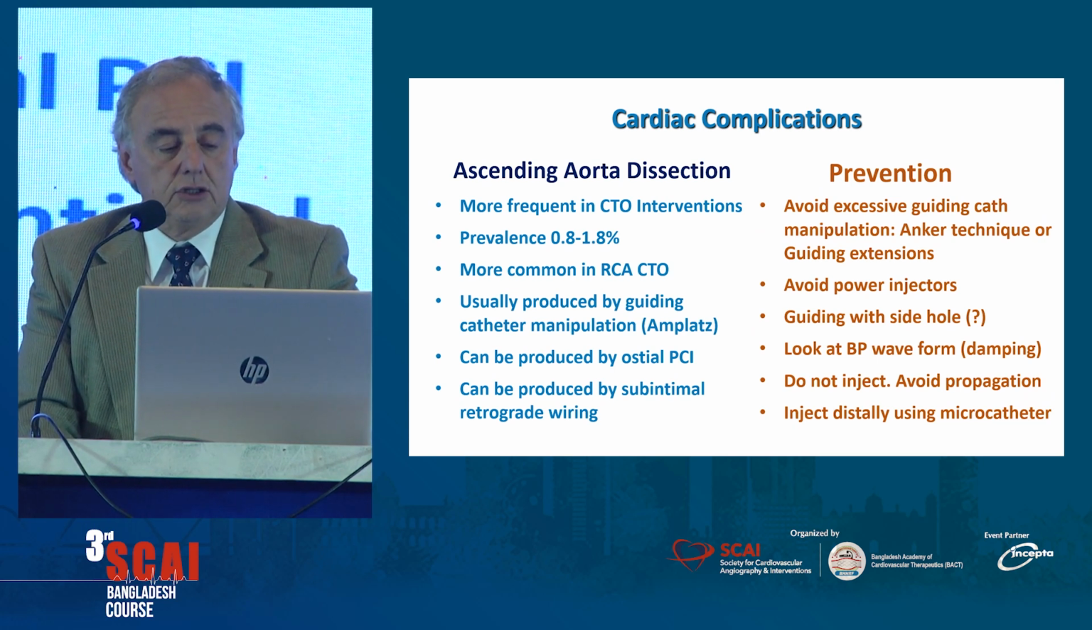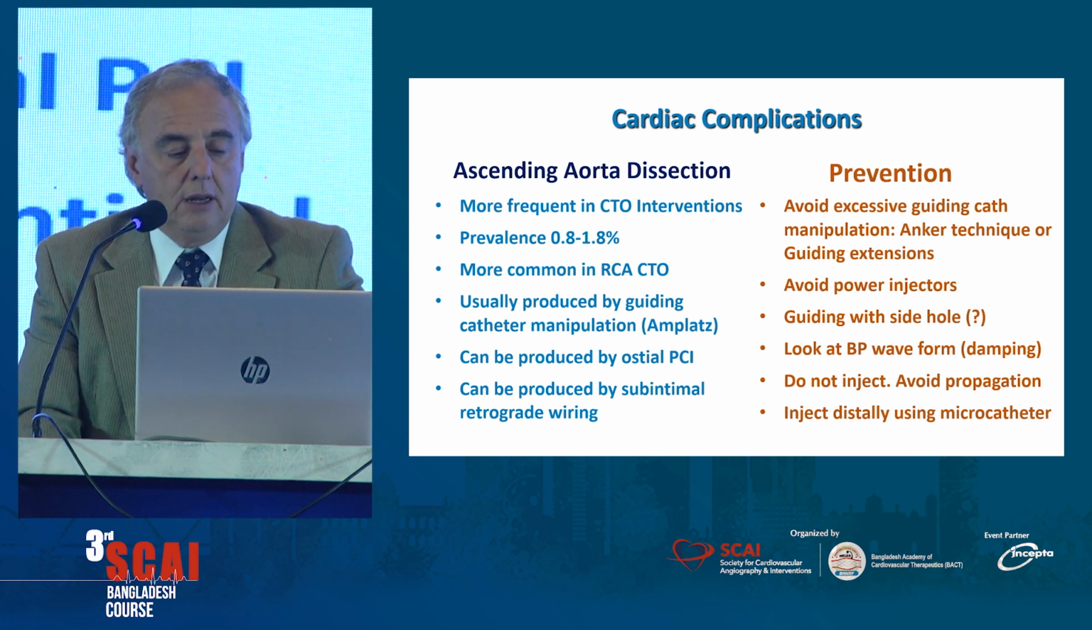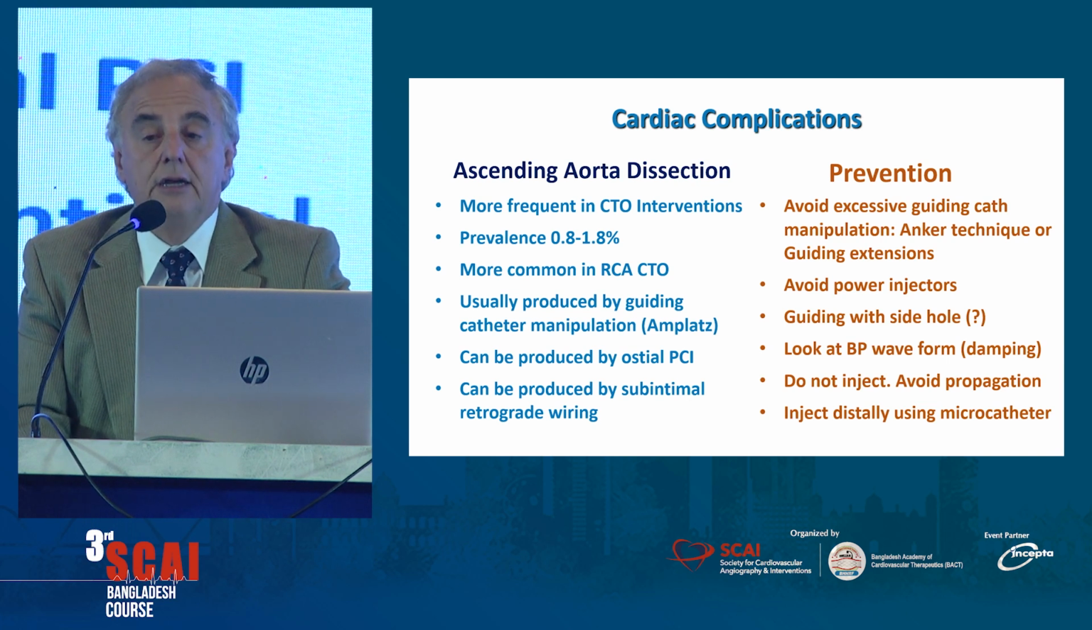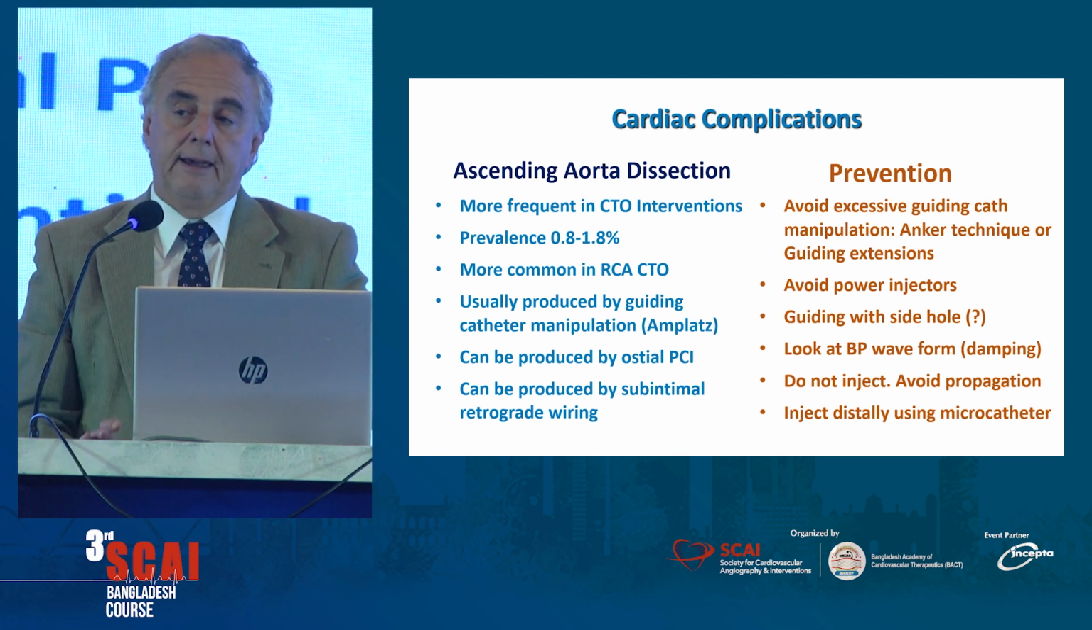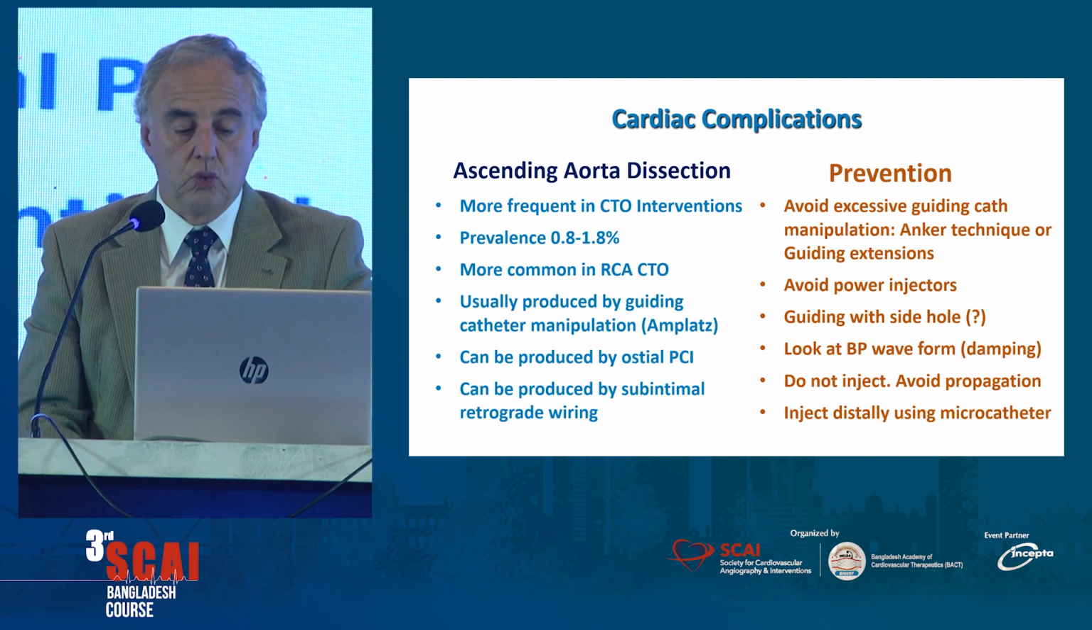So ascending aorta dissection is not uncommon. The incidence is much higher in CTO intervention than in regular intervention, somewhere between 1 to 2%. It is more common in the right coronary artery. It is usually produced by guiding catheter manipulation, usually an Amplatz catheter. We deep seat these catheters many times, and it can be produced by ostial PCI as well, or by a subintimal track of the retrograde wire, so you have to pay attention to that as well.